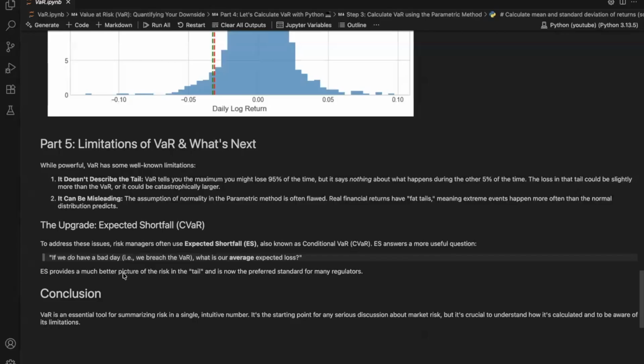In conclusion, value at risk is an essential tool for summarizing market risk into a single understandable number. It's a great starting point for any risk discussion, but it's crucial to understand its mechanics. Be aware of its limitations and know that metrics like expected shortfall are often used alongside it for a more comprehensive view.